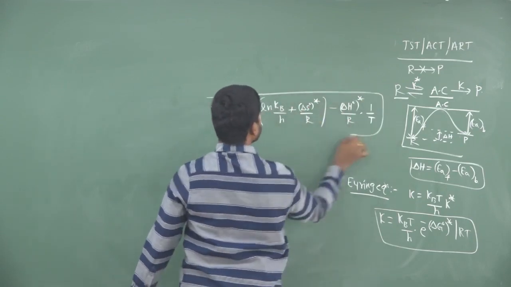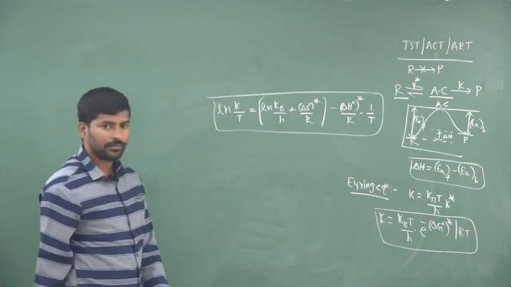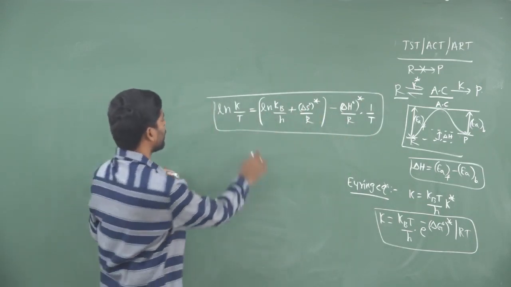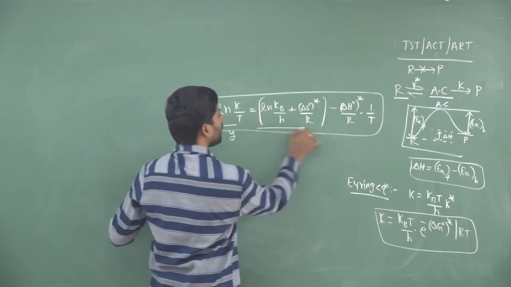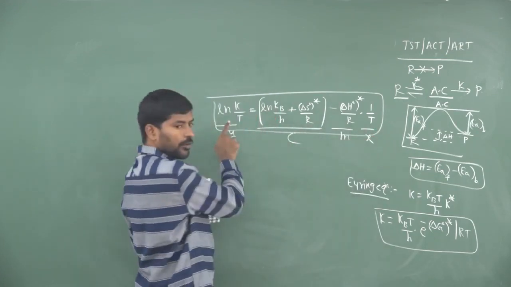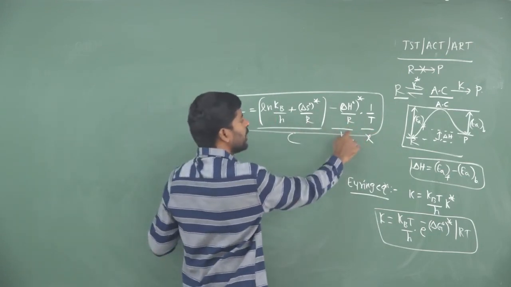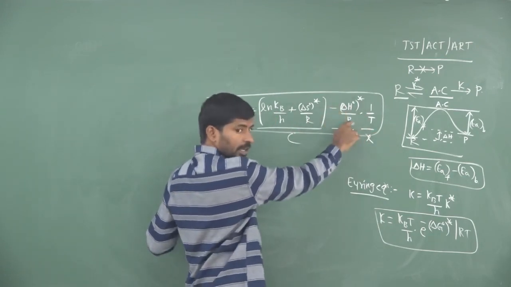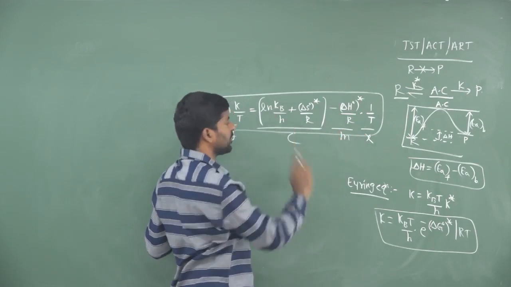Then ln K by T versus 1 by T is in the form of y is equal to C plus mx. So if you take a graph of ln K by T versus 1 by T, the slope is equal to minus delta H naught star by R, and this is the intercept.